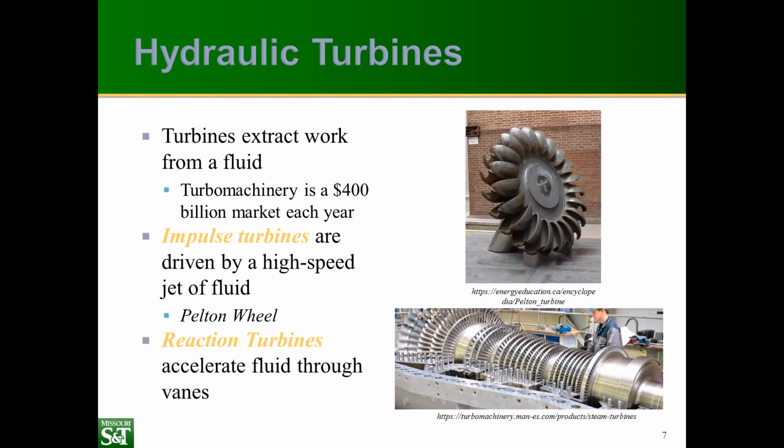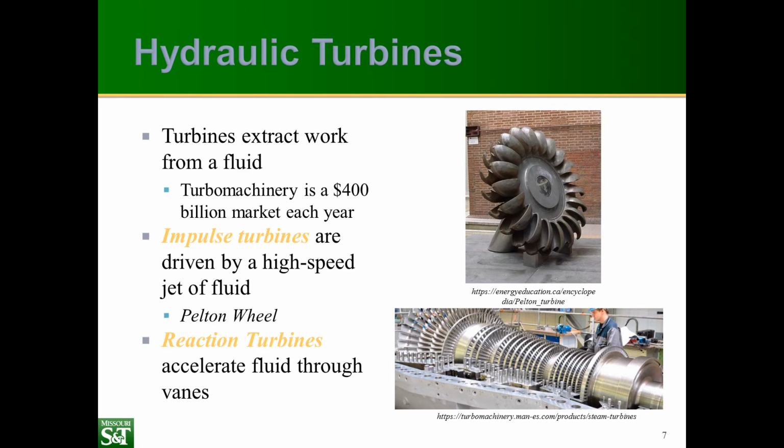Now, turbines extract work from a fluid. These types of machines are a $400 billion market every year, and it includes hydraulic turbines for things like hydroelectric power production, steam turbines, again, for Rankine cycles, or gas turbines for natural gas power cycles, and various other applications. We're actually going to focus mostly on hydraulic turbines for this class.